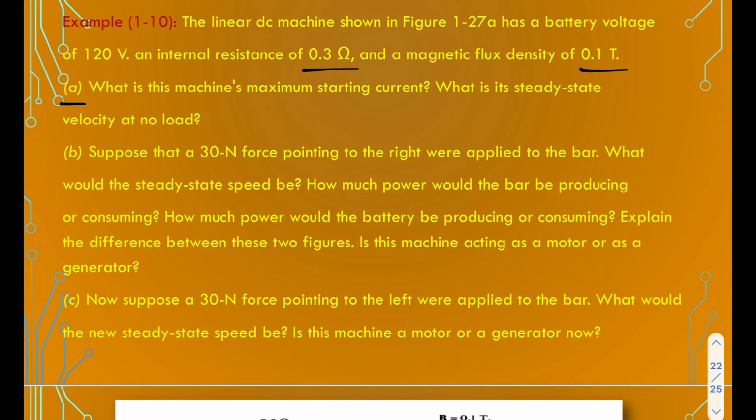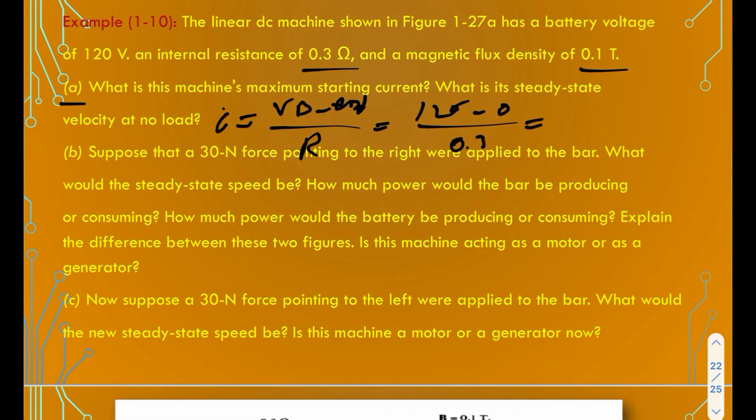So we'll try to solve the first part here. We can find the current by using Ohm's law. I is equal to V_B minus E induced, over R. V_B is 120 minus 0, over 0.3. It will be 400 amperes.